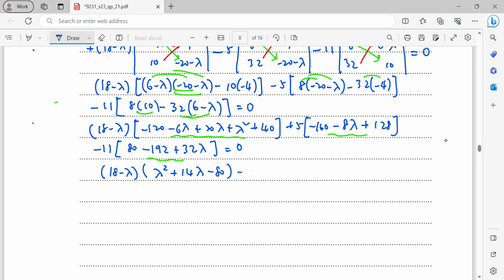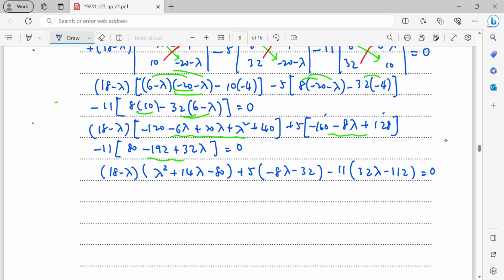Okay, and same goes to the second bracket. It will be minus 8 lambda. So minus 160 plus 128, it will be minus 32. Then minus 11. Last term, it will be 32 lambda. 80 minus 192, it will be minus 112.